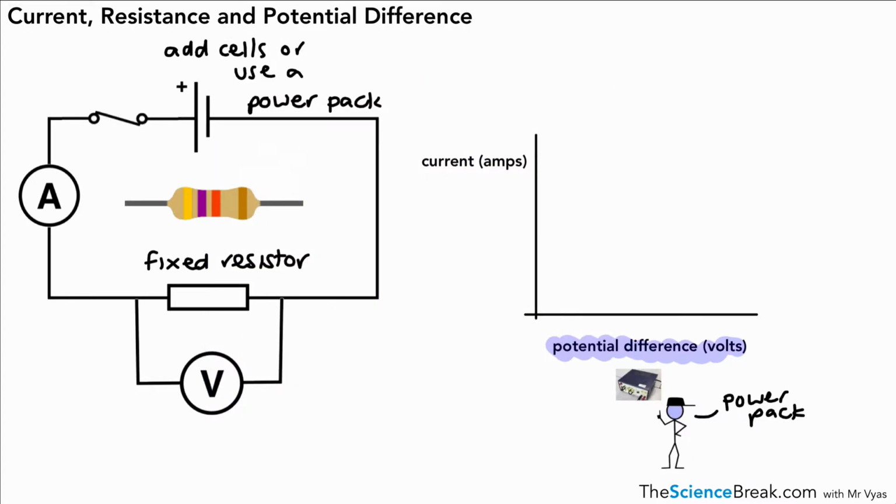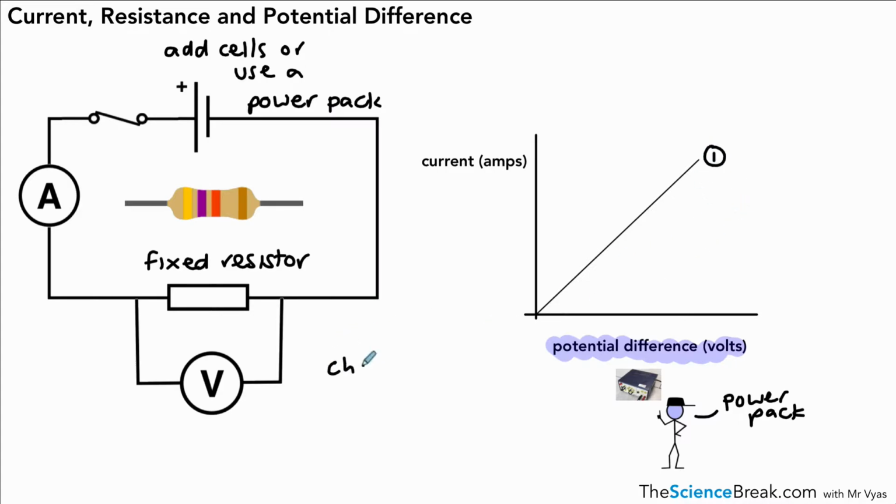Anyway, we can increase potential difference and look at the current as long as we have a fixed value of resistance. And in this example, the graph would look like this. Straight line in the upward direction like that. So what we're saying is the bigger the potential difference, the bigger the current.